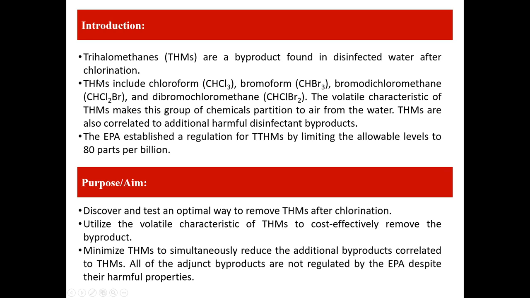So more specifically, THMs include chloroform, bromoform, bromodichloromethane, and dibromochloromethane. These THMs have a volatile characteristic, that is, this group of chemicals partition to air from the water. However, some of these chemicals are more volatile than others. There have also been studies that show THMs can cause certain types of cancers, and as you can see here, the EPA has established regulations to limit what is considered a safe amount of THMs in water.